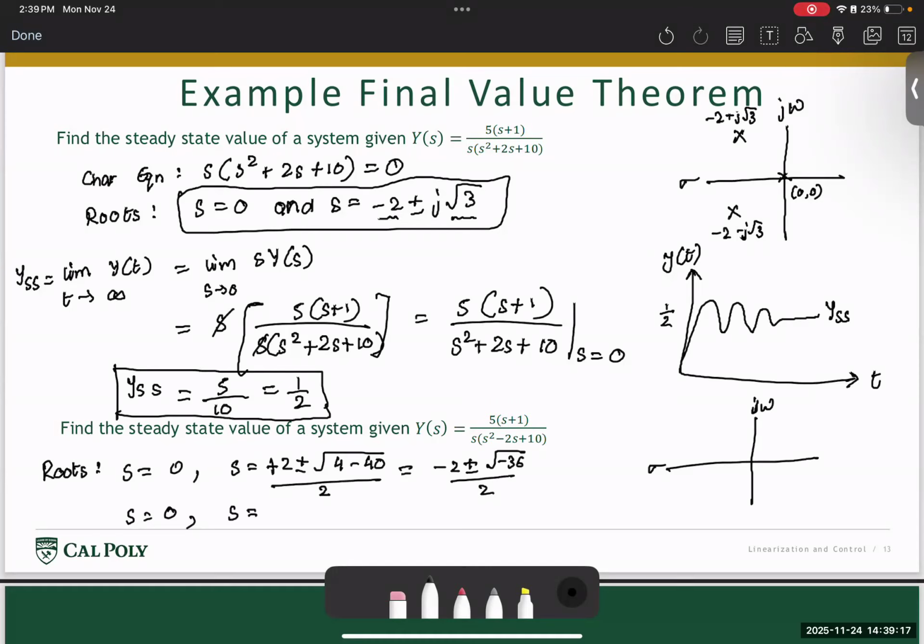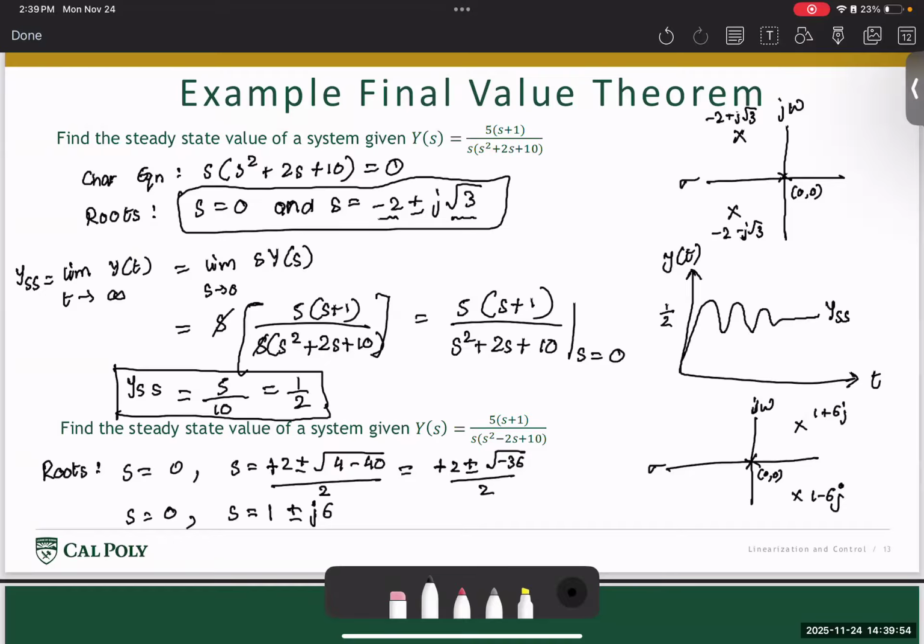Sorry, minus b will be positive 2 here. So this will be 1 plus or minus j 6, because the square root of 36 is 6. Then the poles of the equation in this case are one at 0 comma 0, and the other two poles at 1 plus 6j and 1 minus 6j. In this case, the poles stay on the right-hand plane of the j omega axis, or in other terms, the system is unstable.